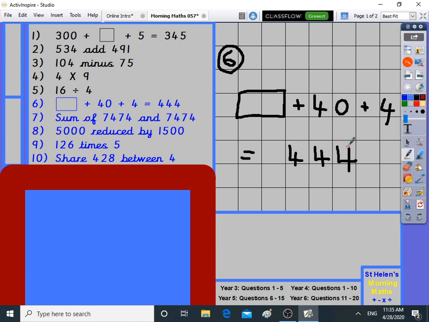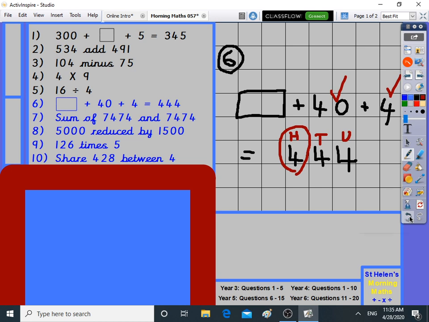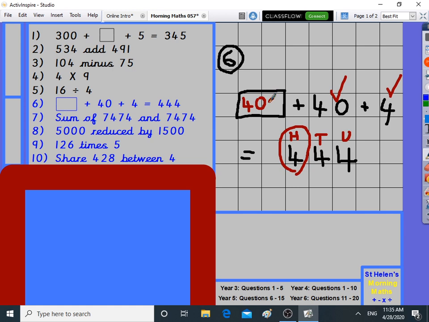So, units, tens, and hundreds. Let's start on the units. So 4 units, well that's right here, isn't it? 4 units is there. 4 tens, 40 is 4 tens, isn't it? 40 is 4 tens. So we've got the 40. We don't have the 400s in the question. 400s is 400, as you'll know from the questions we've been doing up until this point. So what the missing box needs to have in it is 400. 400 plus 40 plus 4 is 444.